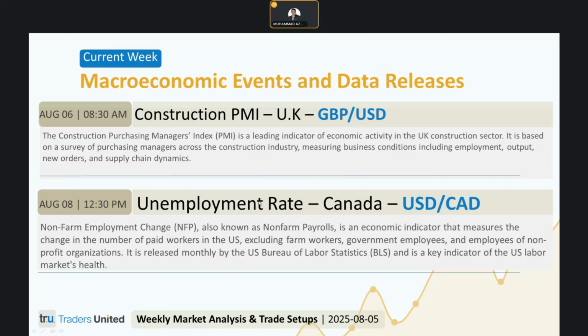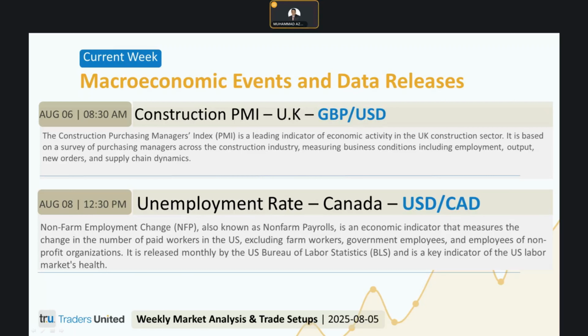The next one is the unemployment rate related to Canada, and we're going to discuss the USD-CAD currency pair. August 8, 2025, that's the date. Now, what is the unemployment rate?